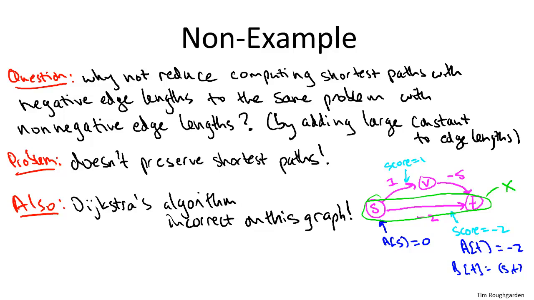But notice that this is in fact wrong. The shortest path distance from S to T is not -2 in this graph. There is another path, namely the one that goes through V, that has length -4, less than -2. So Dijkstra computes incorrect shortest path distances on this trivial 3-node graph.